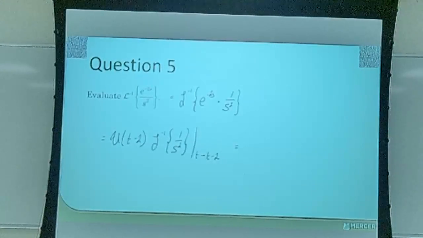What is the inverse transform of 1 over s squared? T. Replace that with t minus 2. That's your inverse transform.